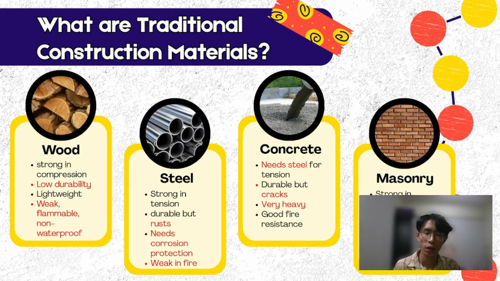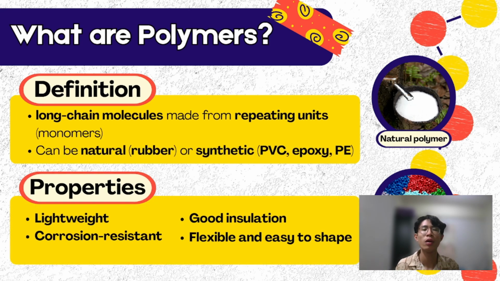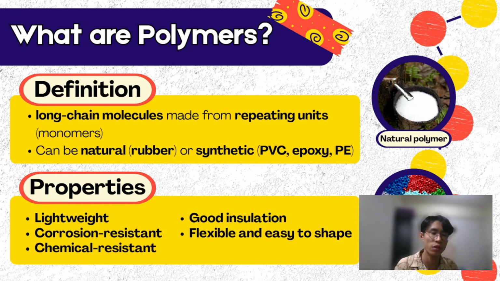For concrete, it needs steel reinforcement to further enhance its tensile strength. Although it is durable, it will crack, and it is also very heavy, but despite these limitations, it still performs well in fire resistance. For masonry, although it is strong in compression and very durable, it is also very heavy. So in order to overcome these problems, we are going to introduce polymer-based materials.